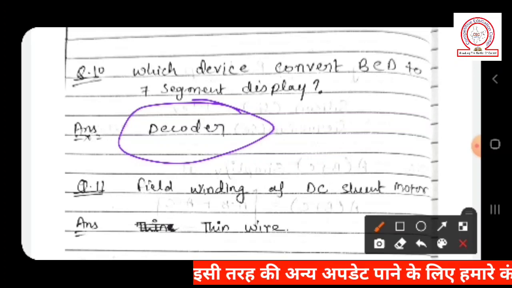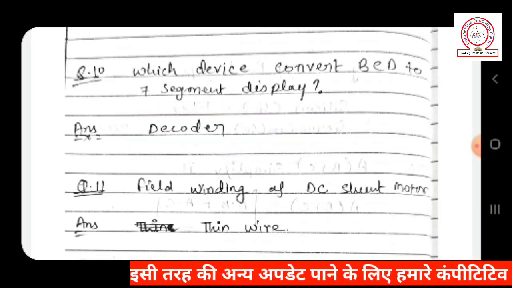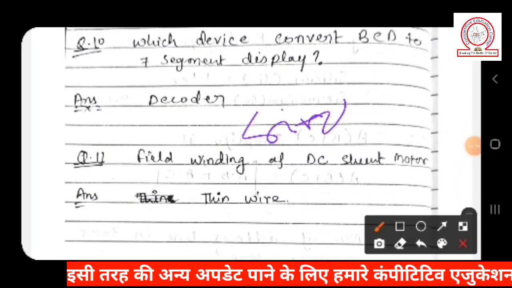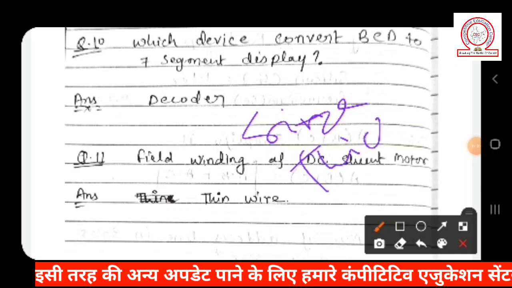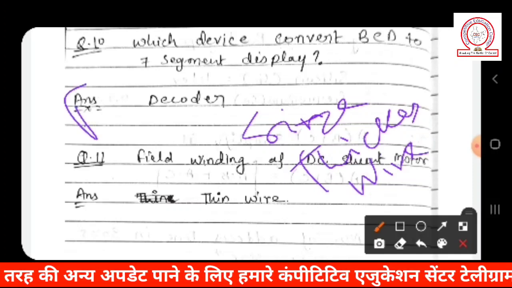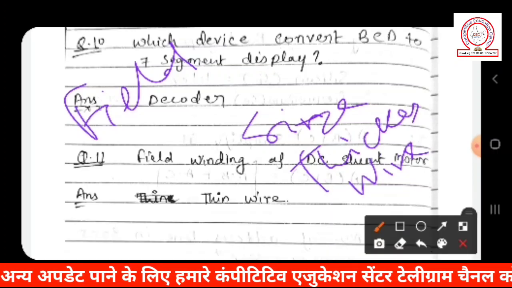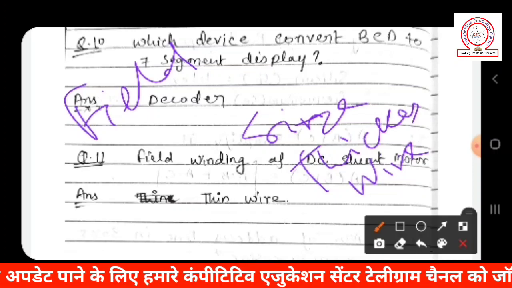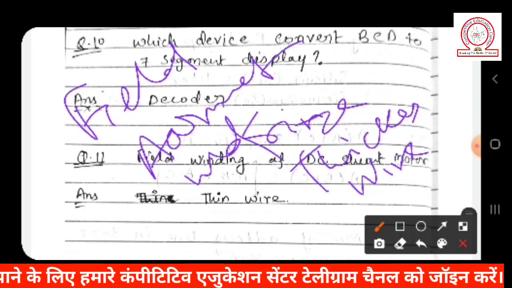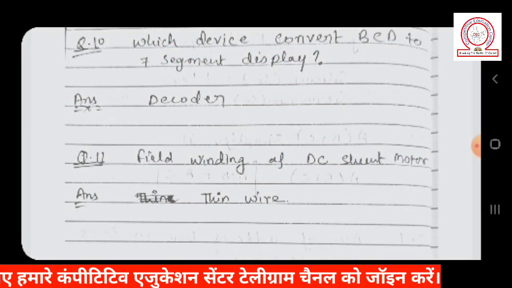And let's see the next question, question number 11. The question was about the field winding of a DC shunt motor. They asked about the size and thickness of the wire. There are always a field winding and an armature winding. Usually the field winding is thin wire.